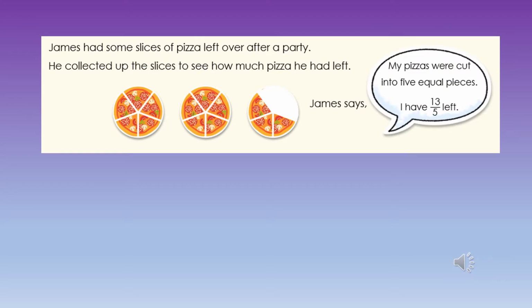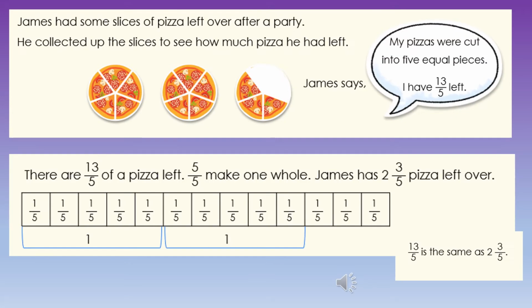You can see that because the pizzas were cut into 5 equal pieces, there is a total of 13 pieces of pizza left, which gives you 13/5. To write 13/5 as a mixed number fraction, you need to see how many 5s are in 13. So you do 13 divided by 5, which gives you 2 and 3 remainder.